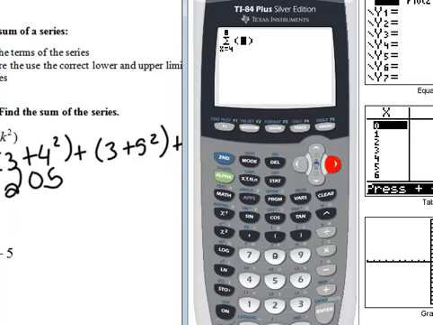And we type in our function. So we have 3 plus, and then we have k, so type in the variable, squared. Then hit enter. We arrived at 205.